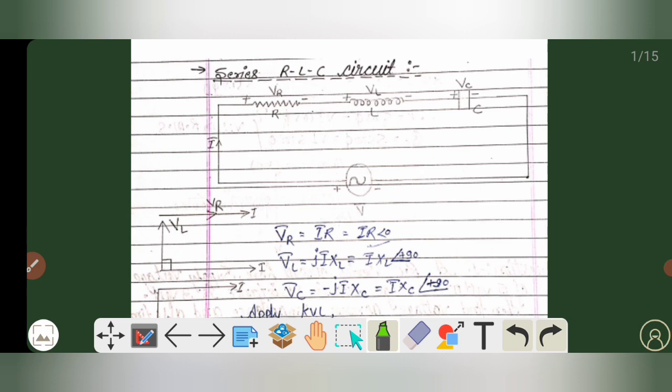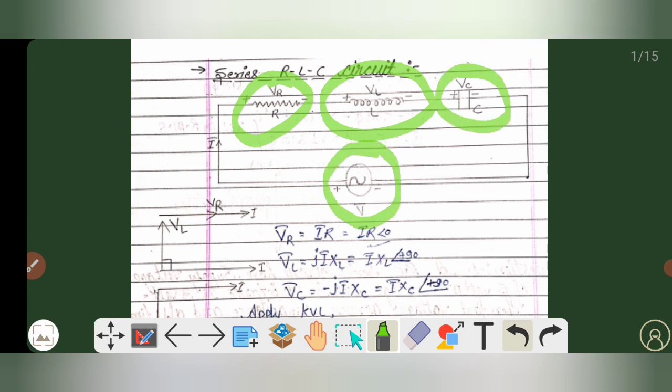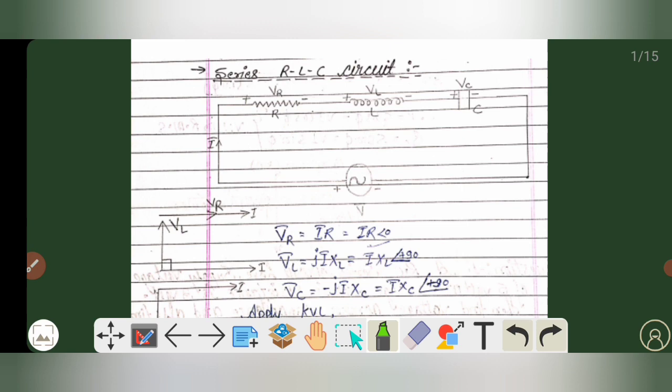As you can see here, this is the circuit diagram for the series RLC circuit. There are three elements connected in series. The first is a resistor, the second is an inductor, and the third is a capacitor. A voltage source V is connected, and the current flowing through all these three elements is denoted by I. The voltage across the resistor is denoted by VR, the voltage across the inductor by VL, and the voltage across the capacitor by VC.